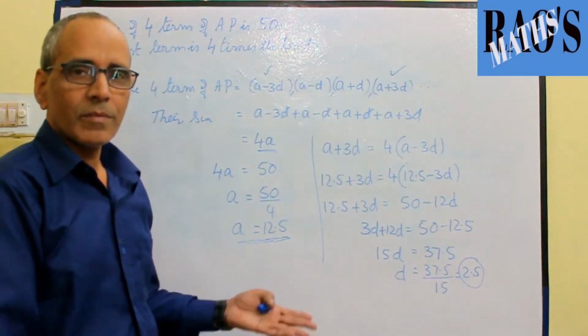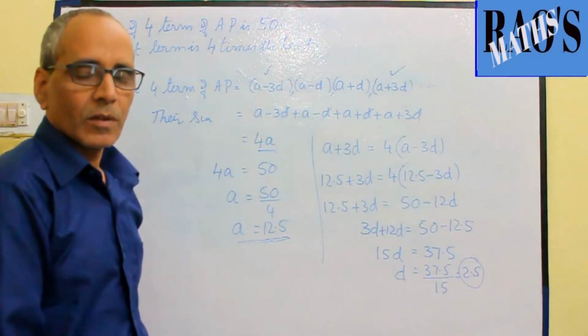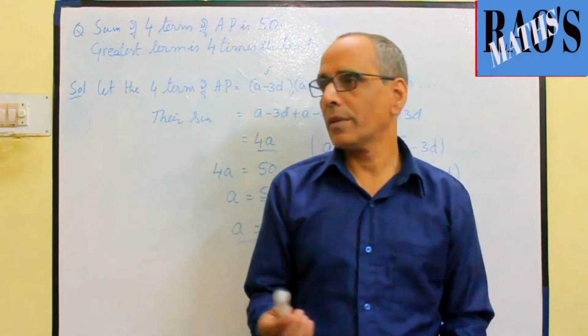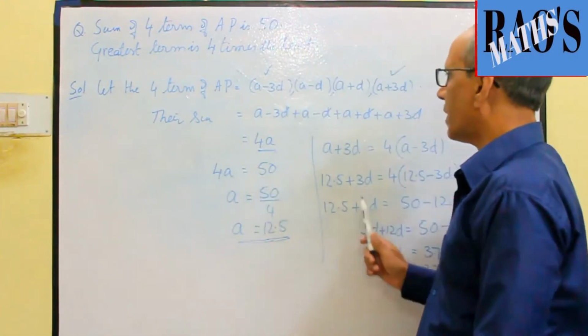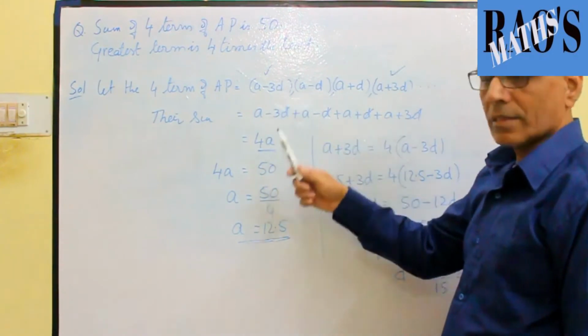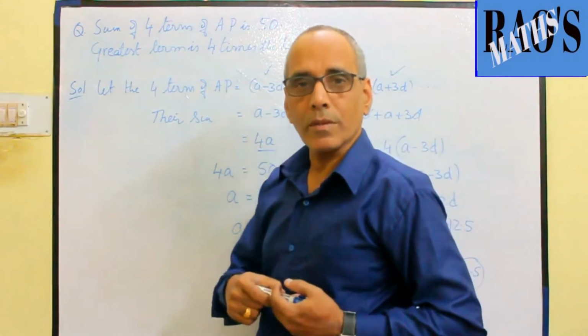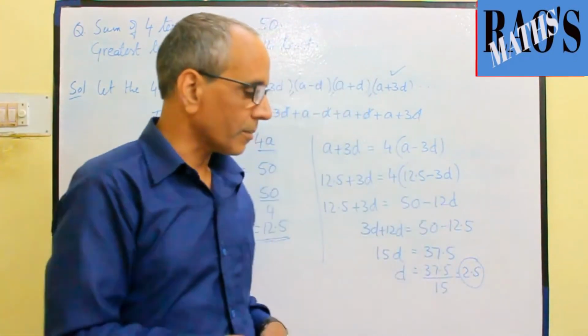Now we can write the AP. Okay. So this is also a simple question, a 2 marks question. Whenever you get A and D, by taking the D value in all the terms, we can get the AP. That is the 4 terms of the AP. One more question.